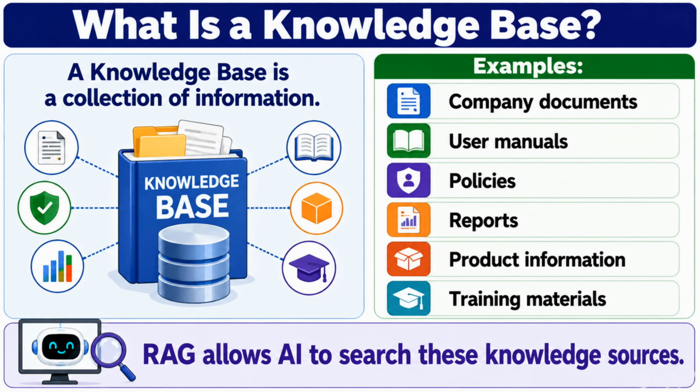What is a knowledge base? A knowledge base is a collection of information. For example, company documents, user manuals, policies, reports, product information, and training materials. RAG allows AI to search these knowledge sources.